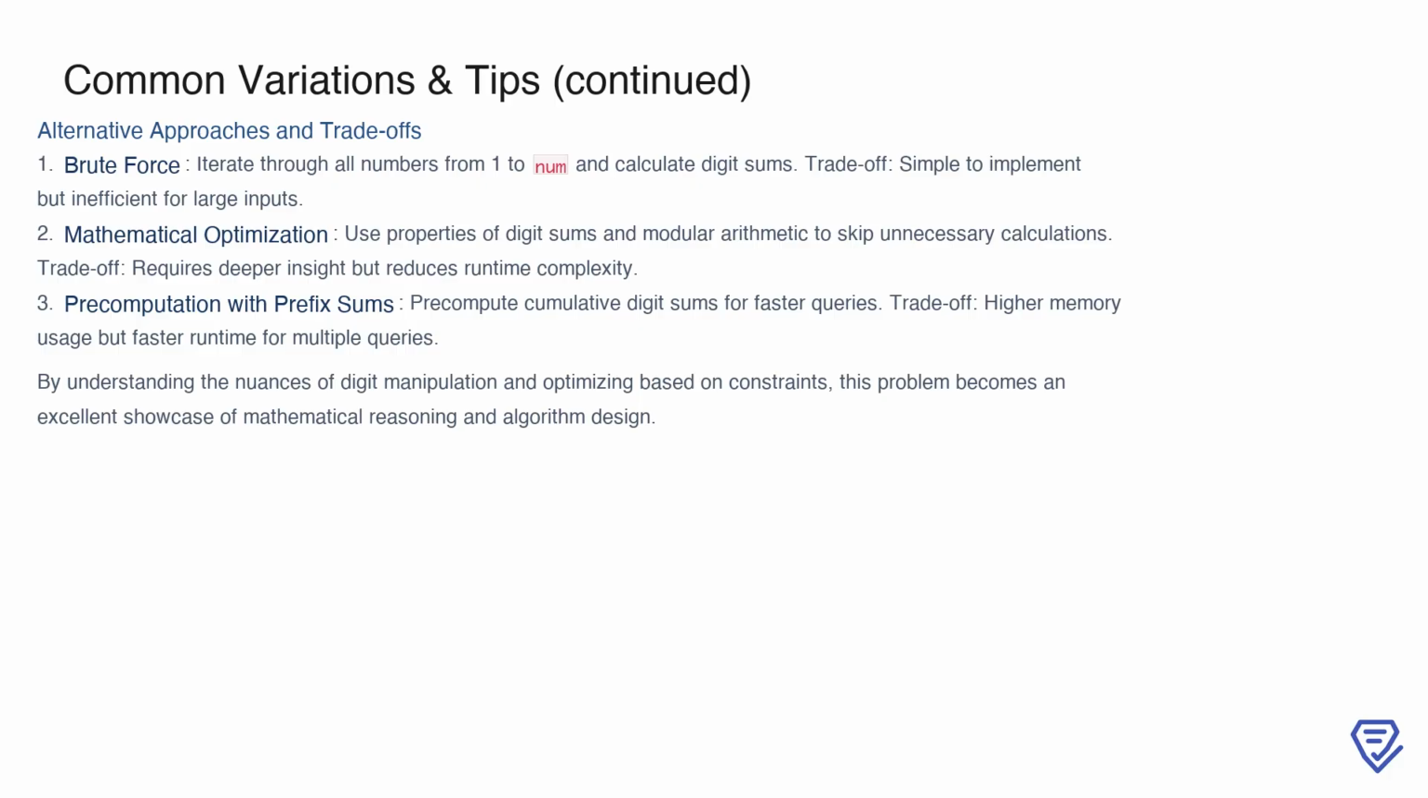Another option is to use precomputation, such as building prefix sums of digit sums, allowing you to quickly answer queries. However, this approach trades off memory usage for faster query times, which might not always be suitable depending on the problem constraints. By combining these techniques and tailoring them to the given constraints, you can turn this problem into an excellent exercise in mathematical reasoning and algorithmic design.